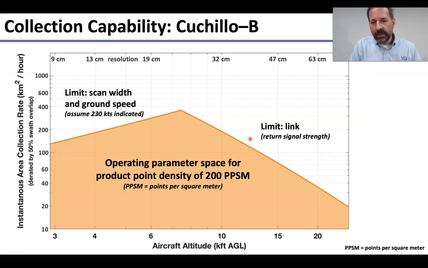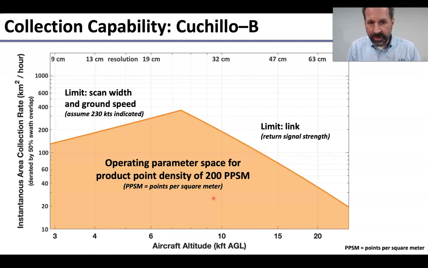Over here, the limit is set by the link. Remember I said we need something like between 5 and 30 detected photons per measurement in order to meet our imaging goals, depending on what those are. So as we go up higher, 1 over r squared makes this fall off. It's not perfectly straight because I put in a little bit of atmospheric absorption in this calculation. But it's basically these 2 limits that limit our area collection rate. And this is all done assuming that at the end of the day, we wanted something like 200 points per square meter in our final data product.